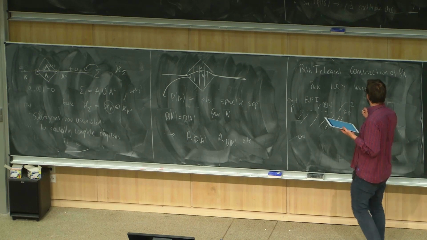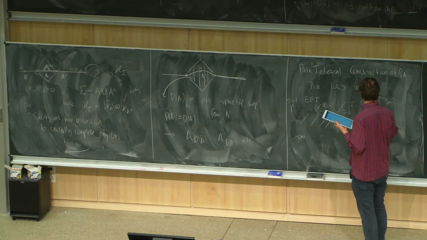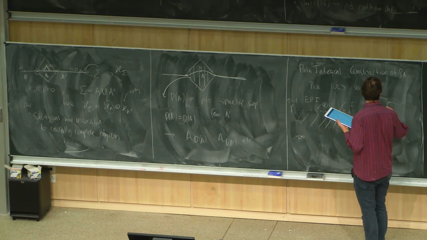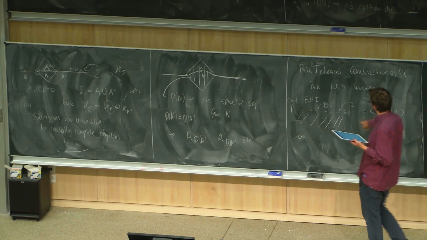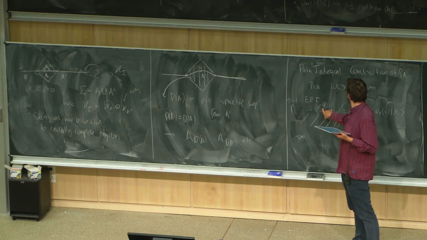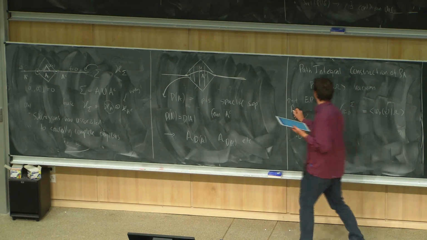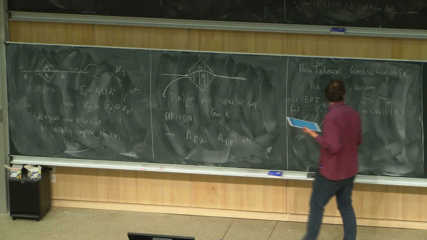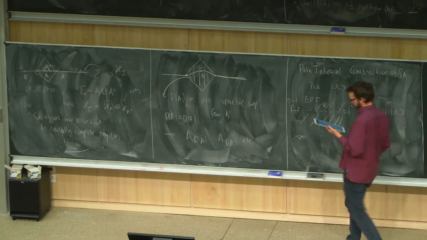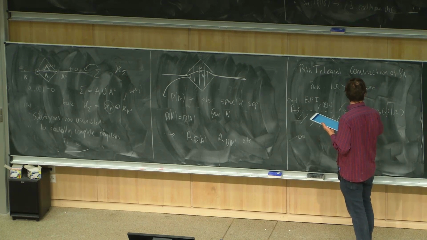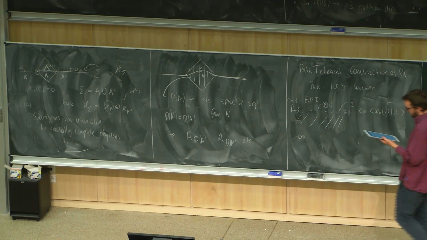And I claim that this picture computes a number which is the overlap of this field configuration, phi of x, where x is just the spatial direction here, with the ground state wave function. Or at least it computes something proportional to that, up to a constant.